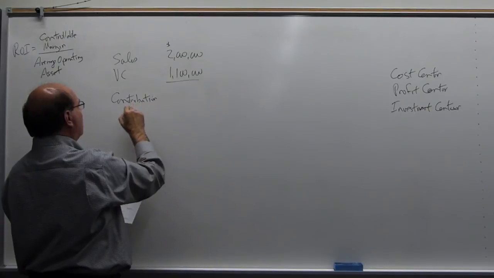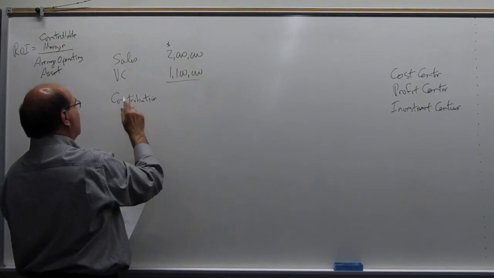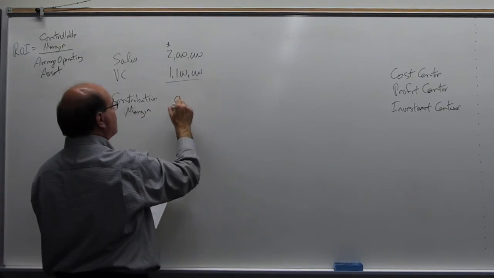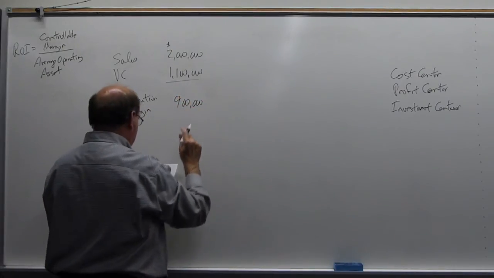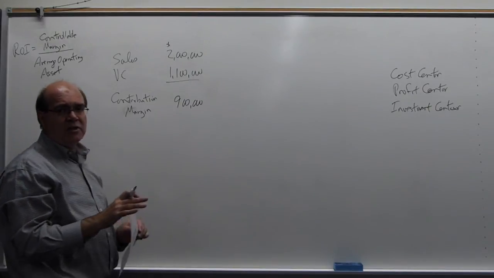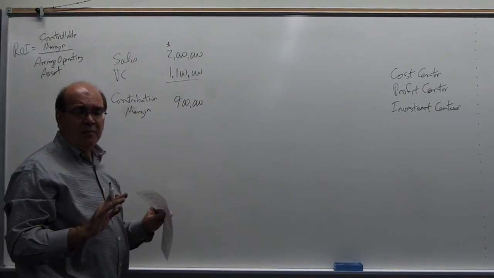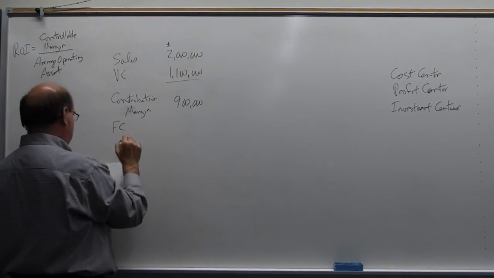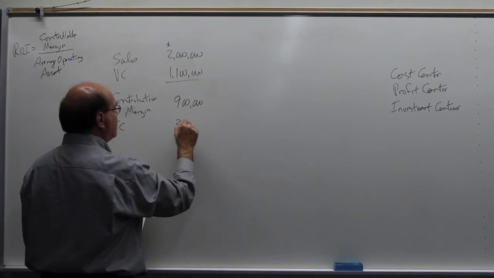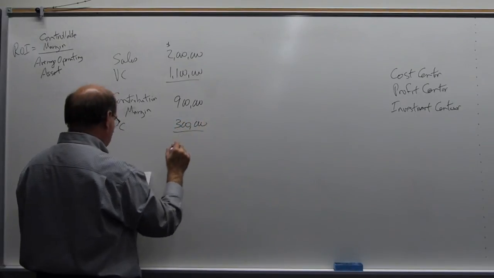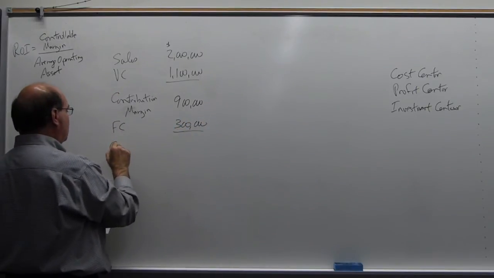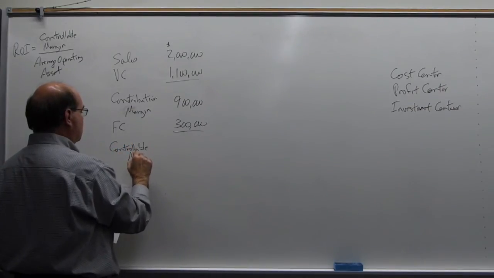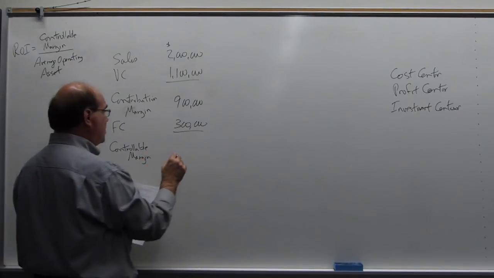So their contribution margin, don't confuse this with controllable margin, I'm going to write it, contribution margin is $900,000. And then they subtract from that the controllable fixed costs. So again, if anything is getting allocated and they don't have control, that gets taken out. So we're going to call it just fixed cost, make life easy. So that's $300,000. So we end up with a controllable margin of $600,000.